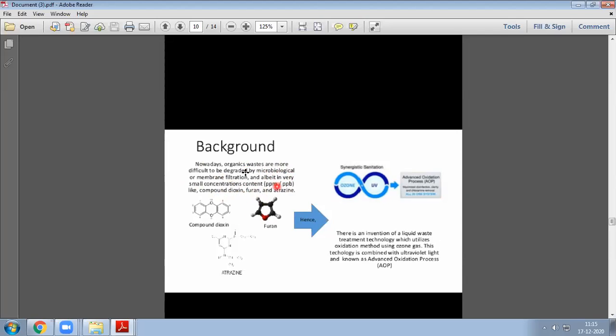But in today's era, 2020, we have a lot of advancements. They are using UV rays and ozone, what we call synergistic sanitation. This combination is what we call an advanced oxidation process. So what they are using here is an invention of a liquid waste treatment technology which utilizes an oxidation method using ozone gas.